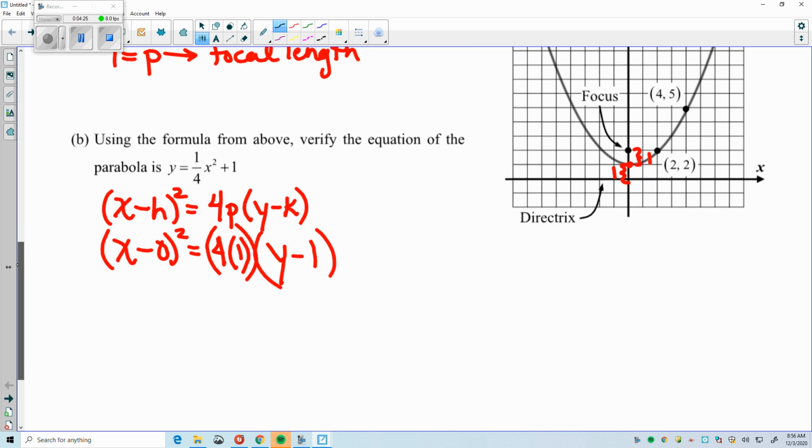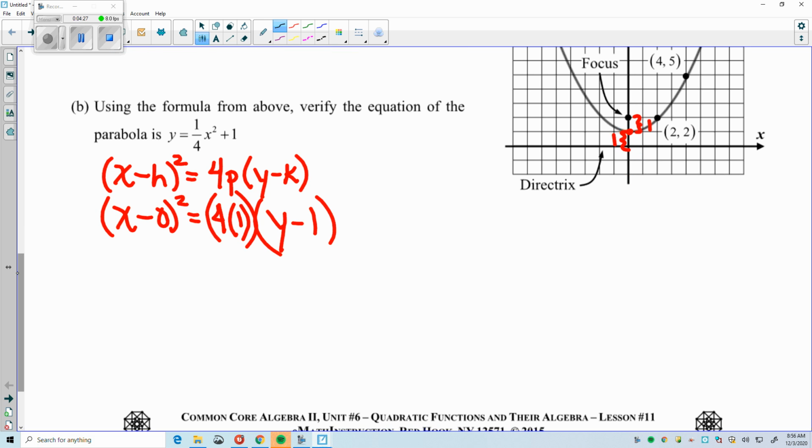So we're going to simplify this. x minus 0 squared, that's just x squared. Over here, we have 4 times y minus 1. Now, we could solve this 2 different ways. I could either distribute the 4. So I have 4y minus 4.